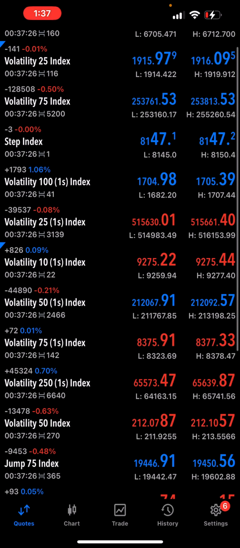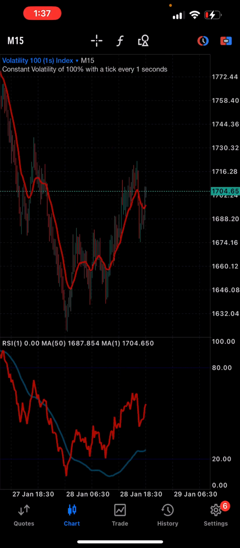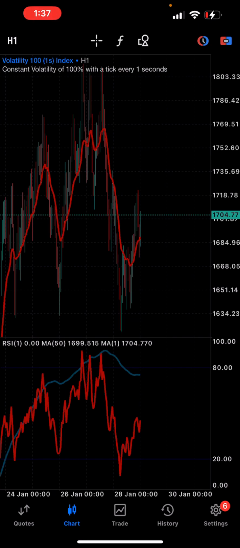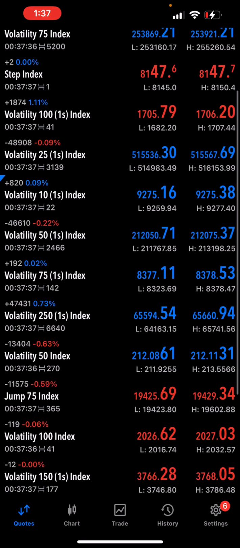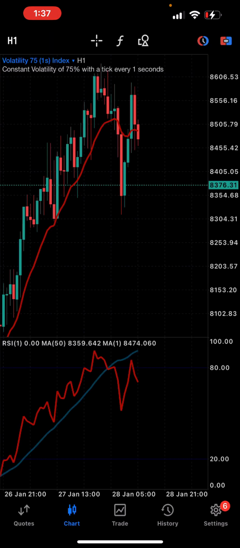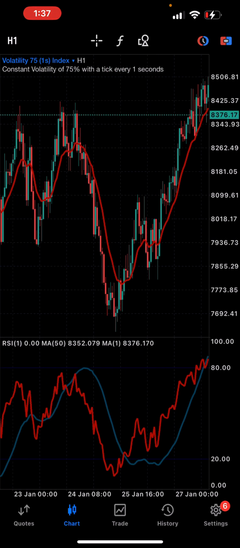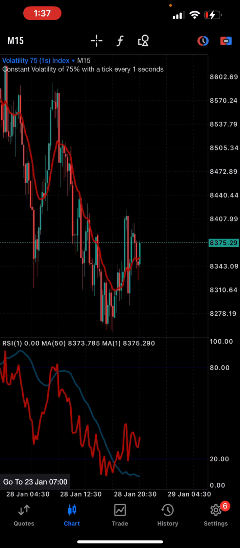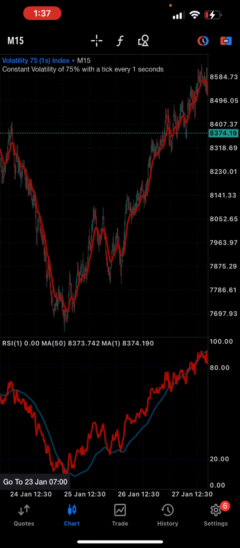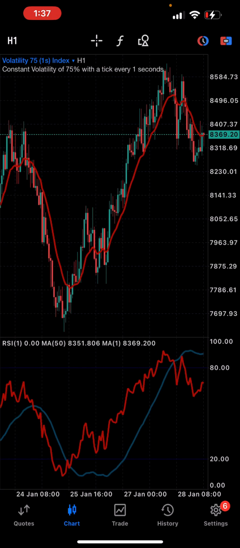So let's look at two more examples. Let's look at V75 1 second, for instance. Now guys, let's go to the 15 minutes time frame. This will be the last one. As I was explaining to you guys, let me use the 30 minutes time frame for this.